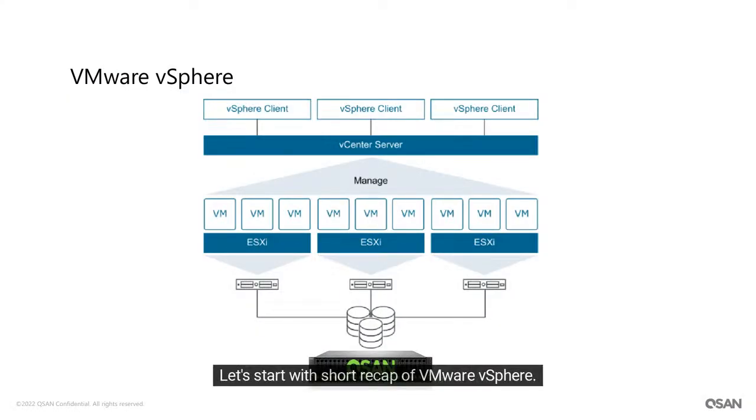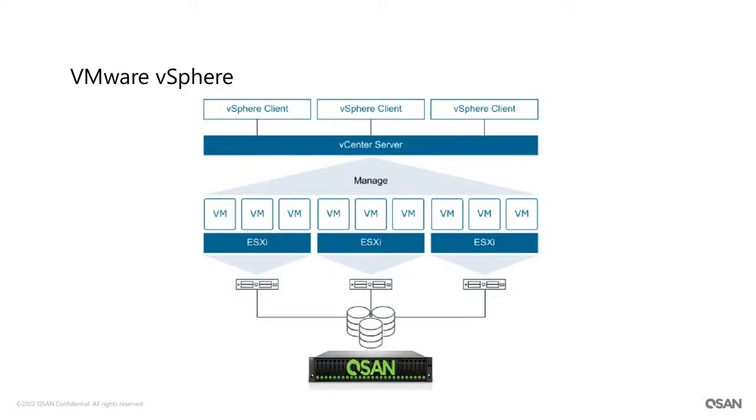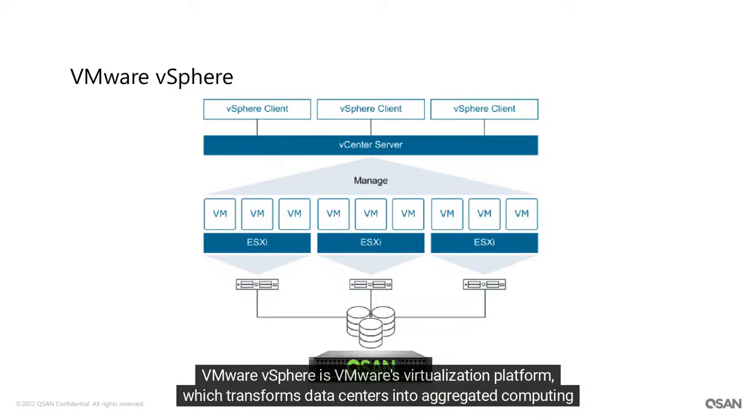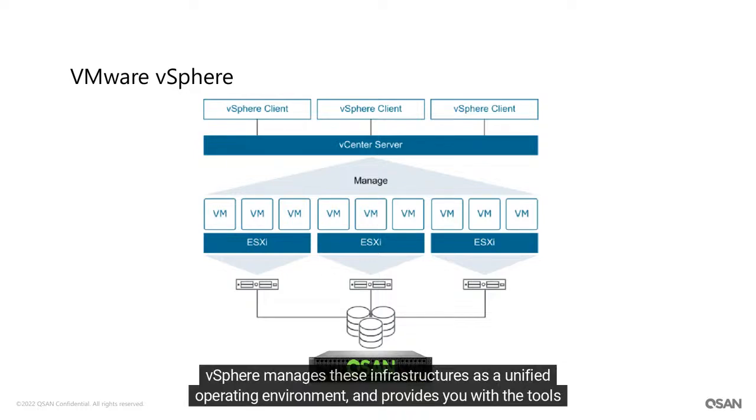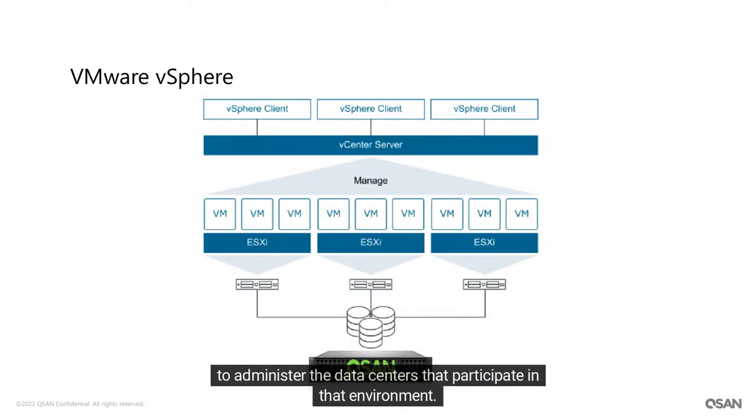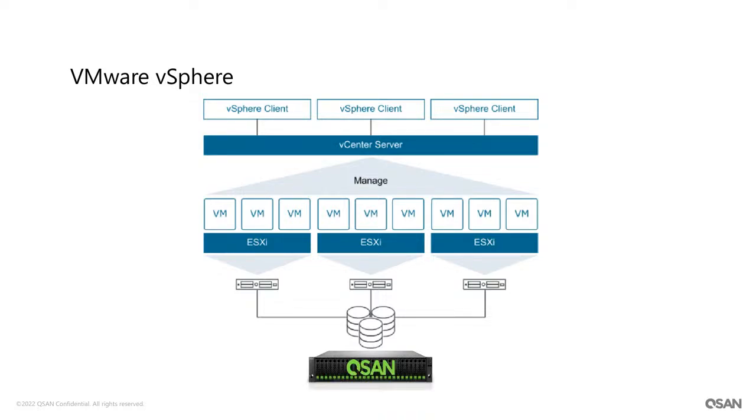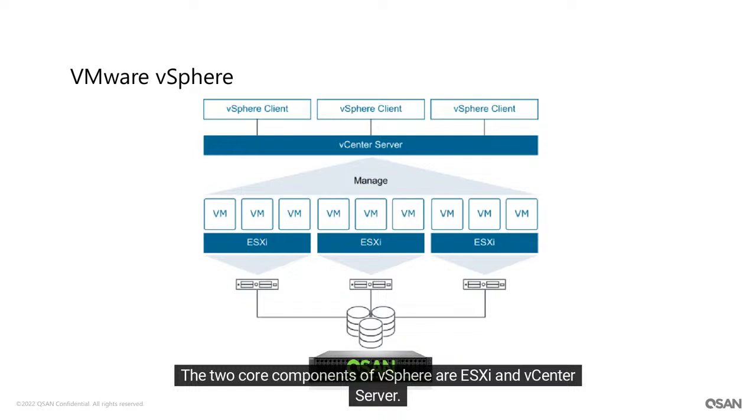Let's start with a short recap of VMware vSphere. VMware vSphere is VMware's virtualization platform, which transforms data centers into aggregated computing infrastructure. vSphere manages these infrastructures as a unified operating environment and provides you with the tools to administer the data centers that participate in that environment. The two core components of vSphere are ESXi and vCenter Server.